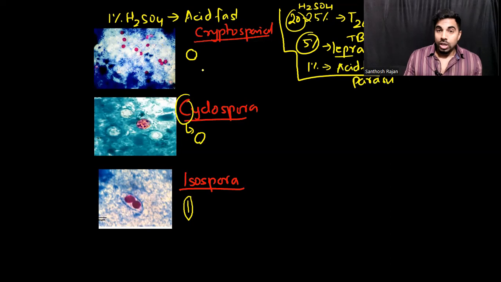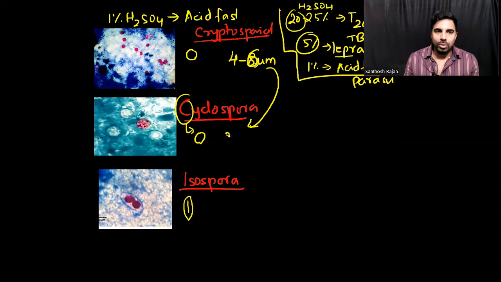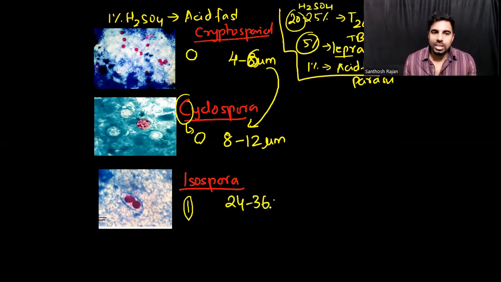The important thing is the size. Cryptosporidium is small, 4 to 8 micron. Double this, that is cyclospora, which is 4 to 6; double that means 8 to 12 micron for cyclospora. Isospora is double that, 24 to 36. Sometimes they'll give you these values, so don't get confused. If they give 4 to 6, 8 to 12, 24 to 36, you have to give the precise answer.